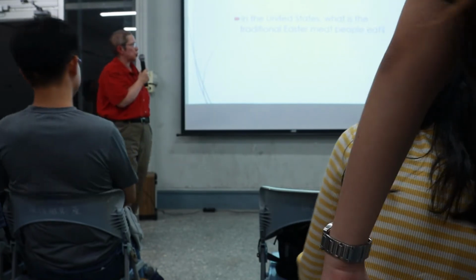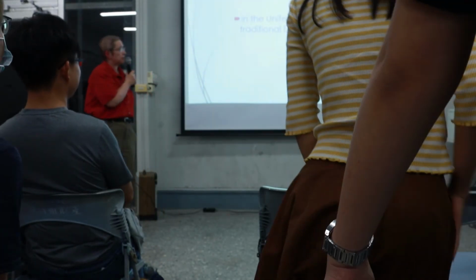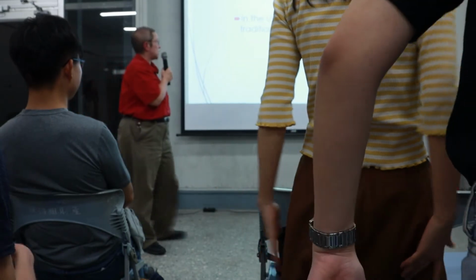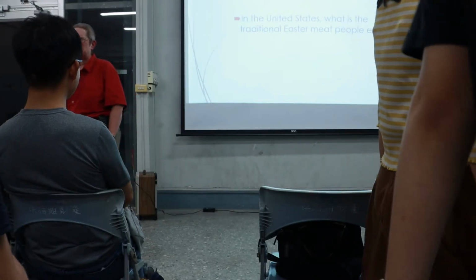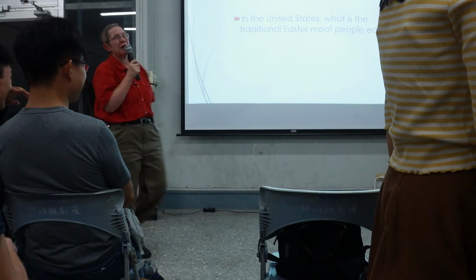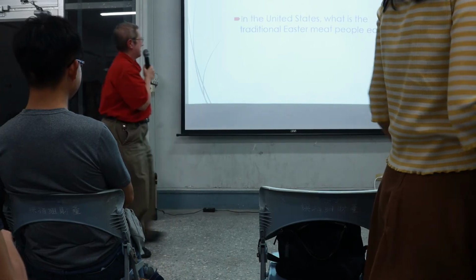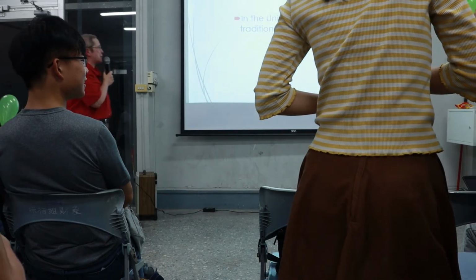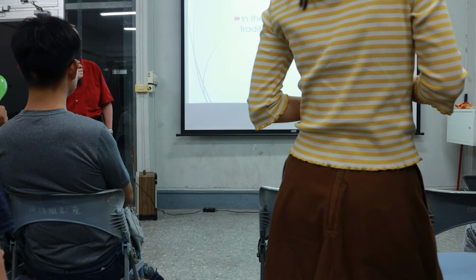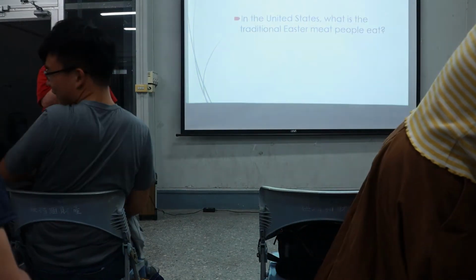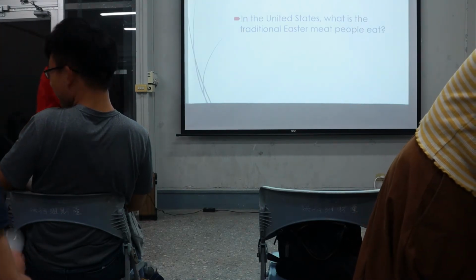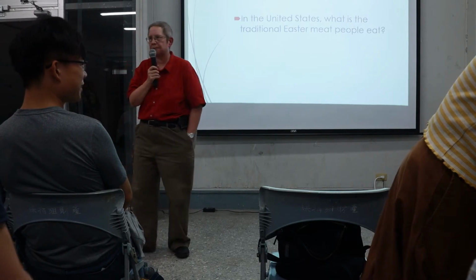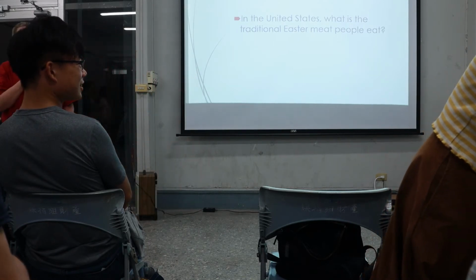All right, this is a little tricky because I didn't talk about it. So you'll just have to guess again. Okay, so the United States. It's the traditional. No, we don't eat bunnies. Bunnies are cute. Although they are delicious. In the United States, what is the traditional Easter meat that people eat? Traditional Easter meat. And now, who's going to answer first? Not bunnies.